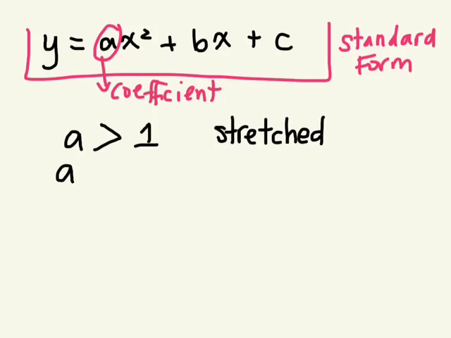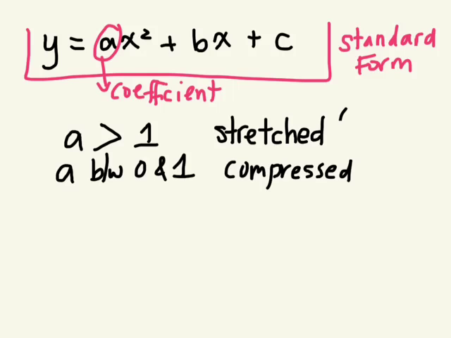When a was a value that was between 0 and 1, so like a fraction or decimal, anyone remember the word that I taught you? Compressed, good. If you want to put in brackets, this one is skinnier, and this one is wider. Okay? Again, we're always comparing this stretch or compression to the parent function, to the original y equals x squared.